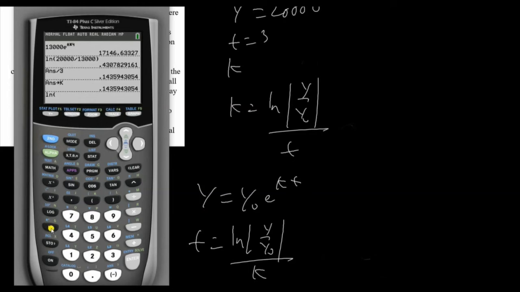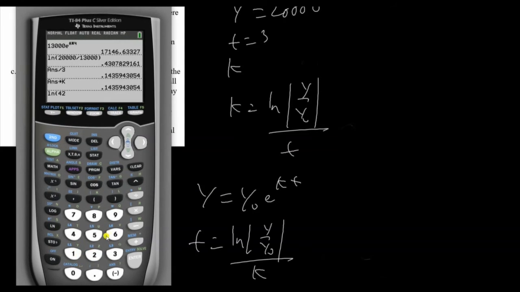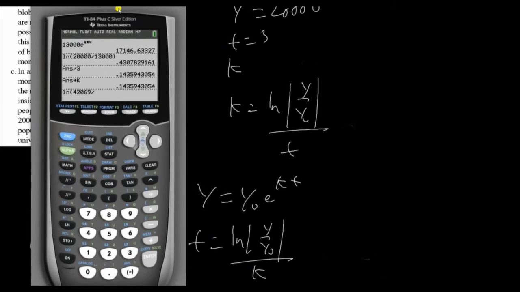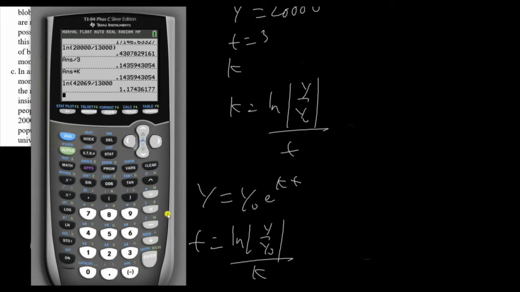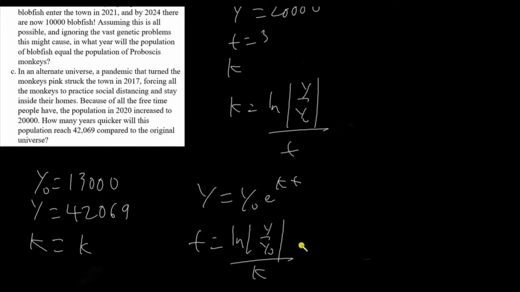We're going to get the natural log of 42,069 divided by, what's our initial value? 13,000? Yeah, 13,000. That divided by k will give us 8.178, yeah?